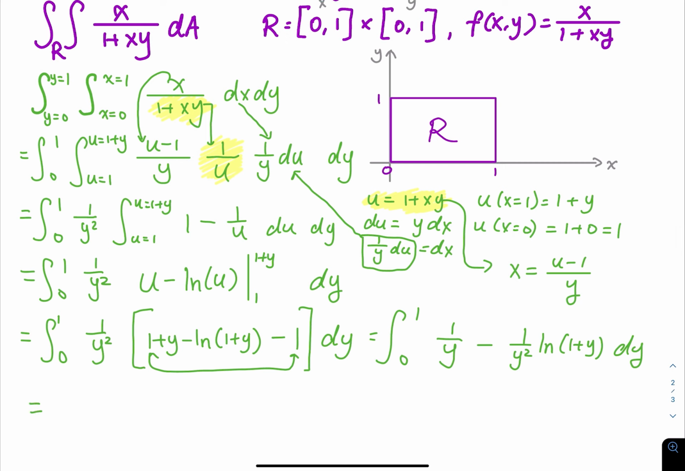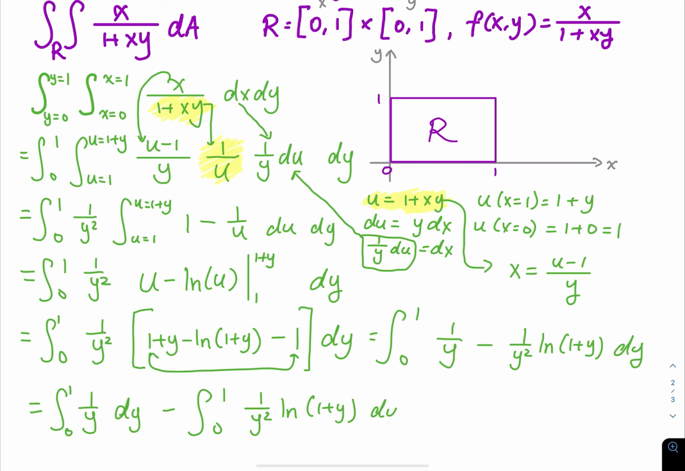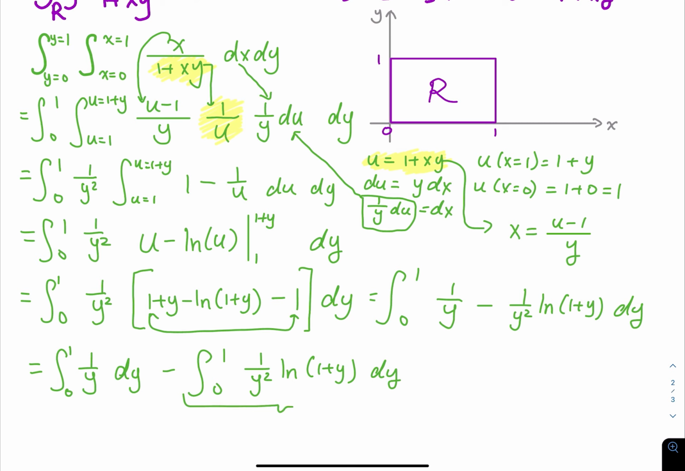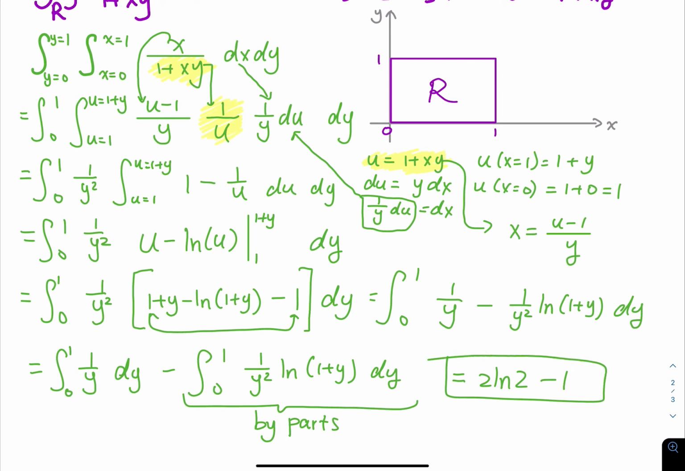So we will have an integral 1 over y from 0 to 1, and then minus integral from 0 to 1, 1 over y squared, and then ln 1 plus y dy, and then that brings me to another integration by parts. So instead of keep going, I will just give you the final answer. The final answer of this is equal to 2 ln 2 minus 1. I prefer to stop the problem right here.